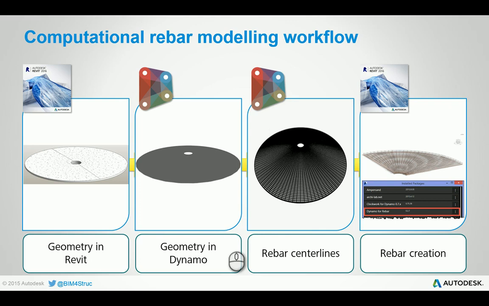The workflow we need to follow for this particular project consists of these four parts. The first part is that, of course, you need to create your geometry in Revit. In the second part, we are going to take a specific surface of that geometry back into Dynamo using some specific nodes, and we are going to use that surface in a third step to create the rebar center lines. These rebar center lines will form the basics of the rebar objects in Revit, which will be created by the Dynamo for Rebar package.